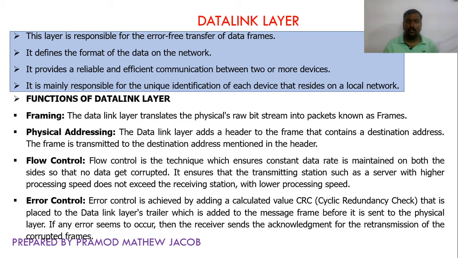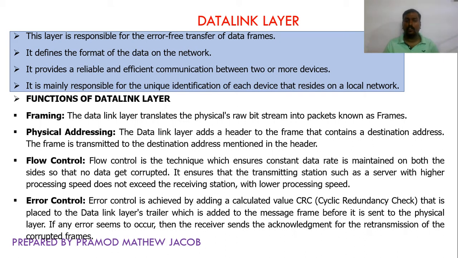Next is flow control. Flow control is a technique which ensures a constant data rate is maintained on both the sender side and the receiver side. Consider the scenario where the sender computer has a higher data transferring speed and the receiving side has a lower data transferring speed. Then it is not possible to receive the packets at the speed sent by the sender. So in order to perform successful transmission, we have to control the flow of data through the network. This flow control is done by the data link layer.